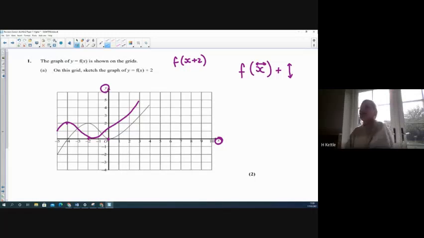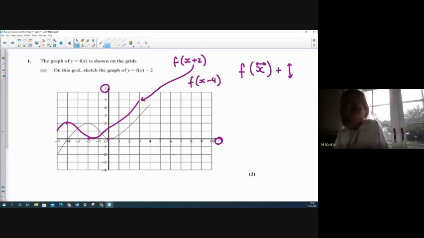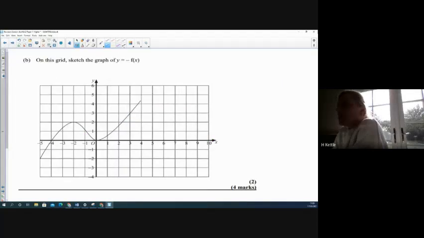So it's going 2 to the left. So outside the bracket, up and down, and it does what you think it would do. Inside the bracket, it's going to do the opposite of what you'd think. So f of x add 2, that we just drew there, actually moved it to the left. And f of x minus 4 would actually move it 4 to the right, for example. Same thing happens with minus.